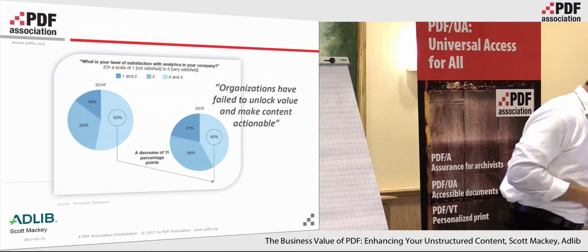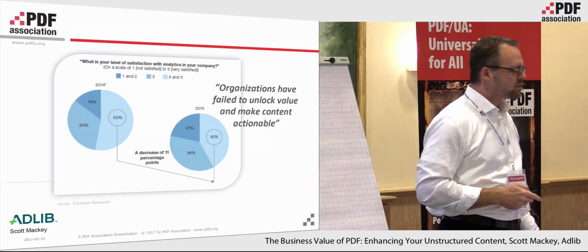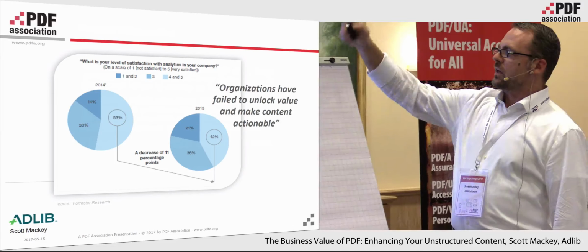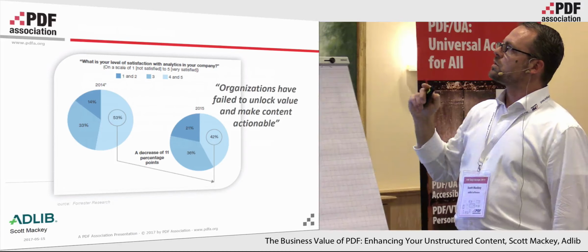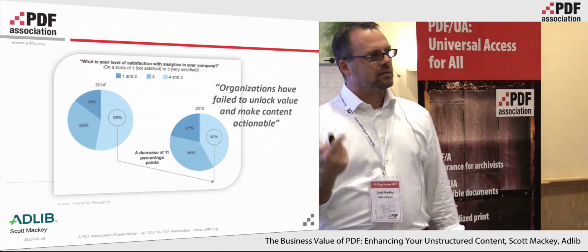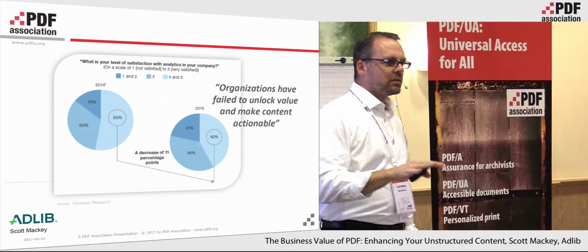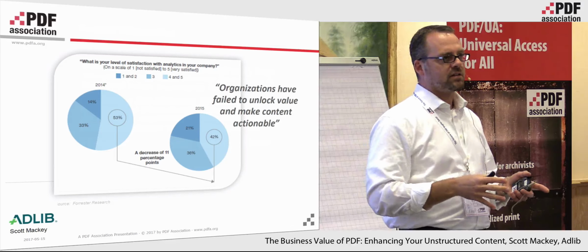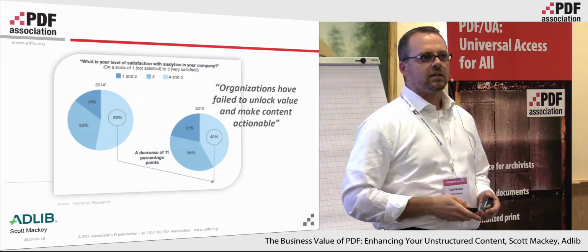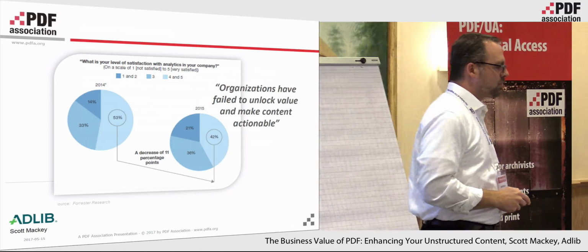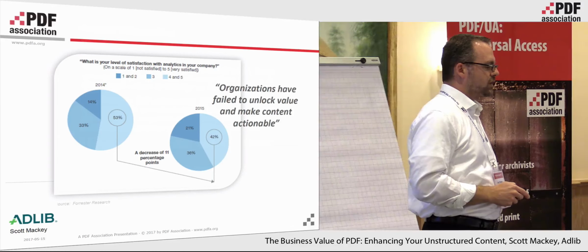This is also from Forrester, so one of the other industry analysts that are out there. Essentially, it's analyzing how many organizations have actually failed to unlock the value in their content and to actually make it actionable. There's valuable IP, valuable information in content, and there's also a lot of risk in content as well. So there's a big move, obviously, in all kinds of industries to get a better sense of their content, and PDF does play a pretty important role in that, as you'll see in a couple of minutes.